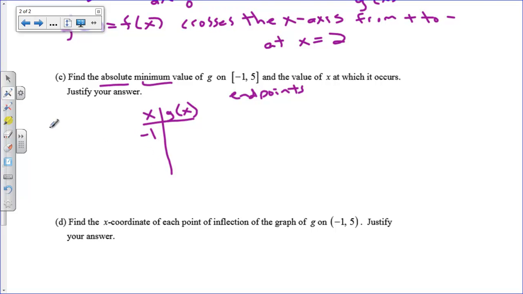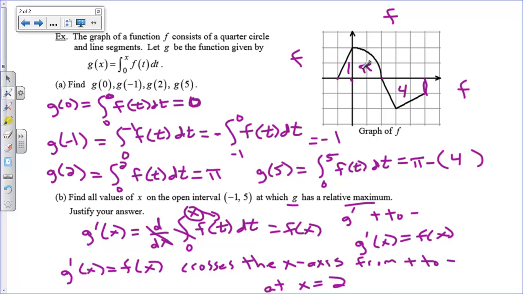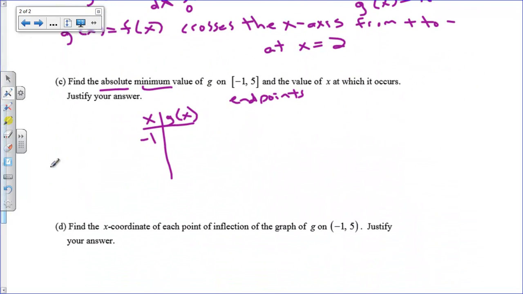My endpoint of -1. The only time that g's derivative crosses the x-axis at all, either from above to below or below to above, happens right here at 2. This is the only critical point on this graph. It happens to be a relative maximum, so it's not even a candidate for an absolute minimum, but I'm still going to include it. And then also I've got an endpoint of 5. And I really like that we did the work in A, because we answered this. G of -1 worked out to be -1 from A. G of 2 worked out to be pi, and g of 5 worked out to be pi minus 4.